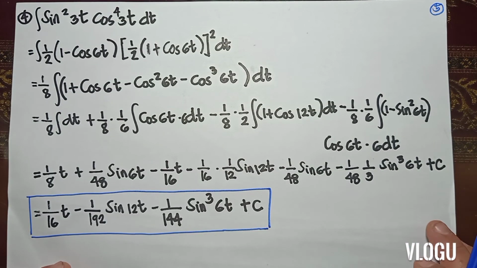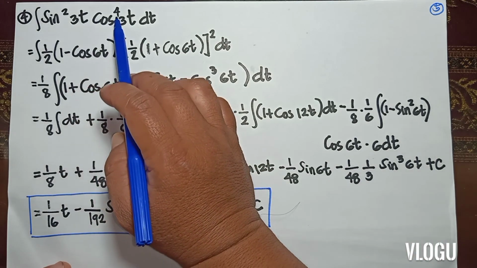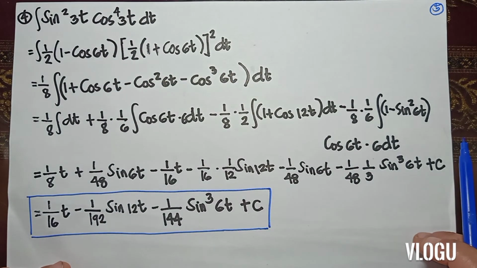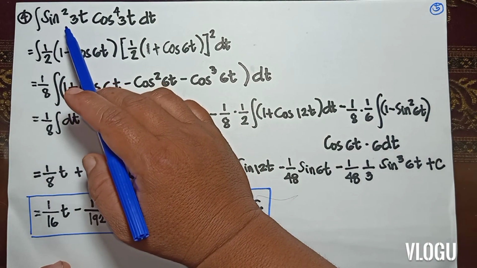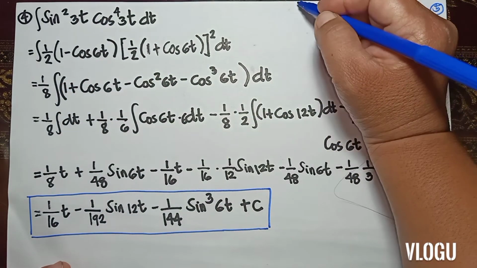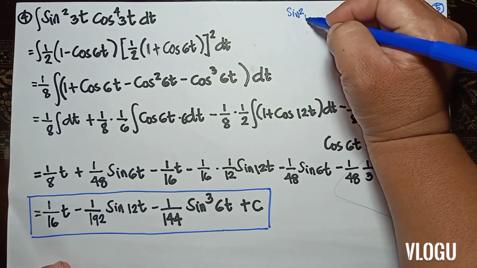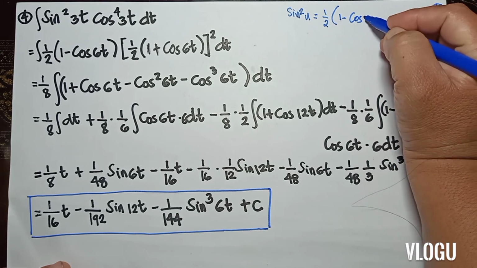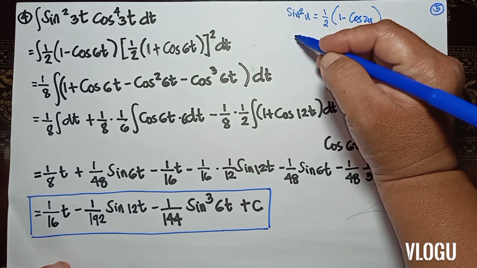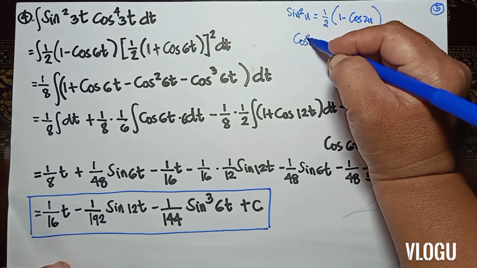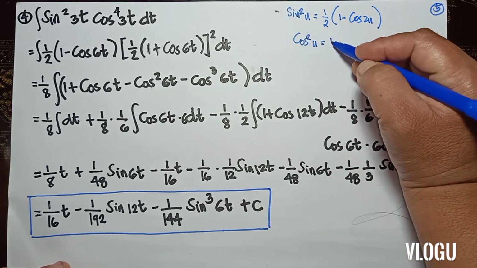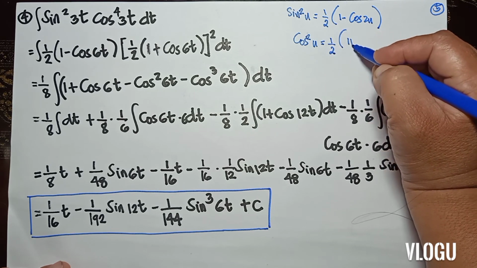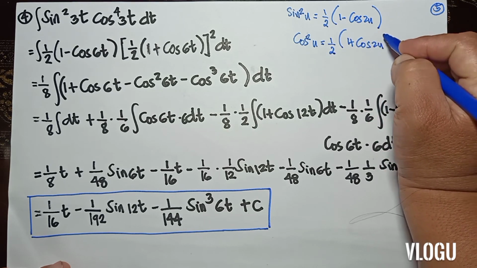Okay, the next example, number 4: the integral of sine squared 3t cosine to the 4 3t dt. This is sine squared, so we will be using sine squared u equal to 1/2 times 1 minus cosine 2u. And cosine squared u is equal to 1/2 times 1 plus cosine 2u.